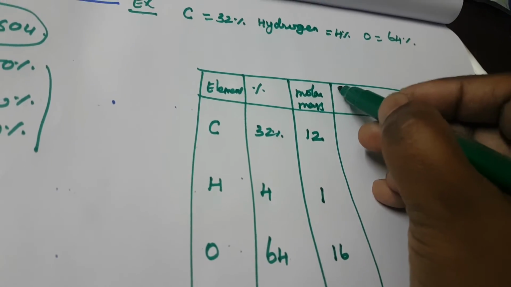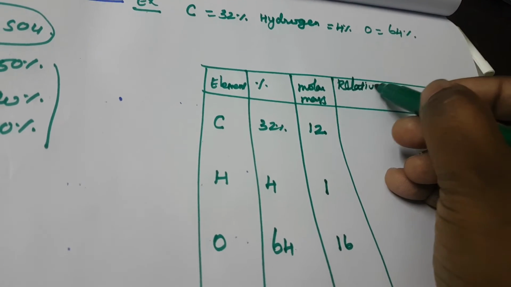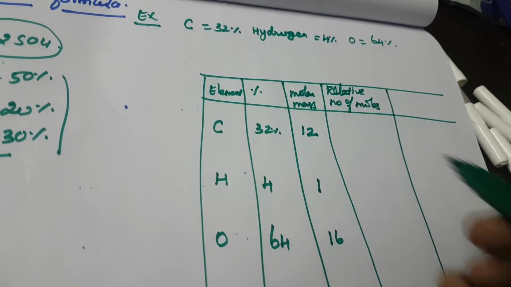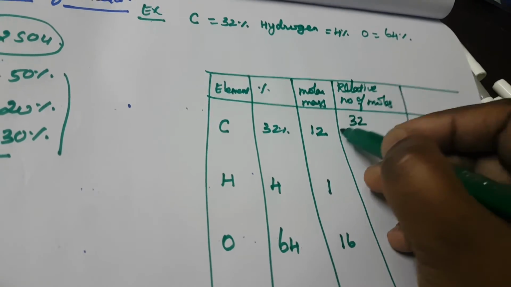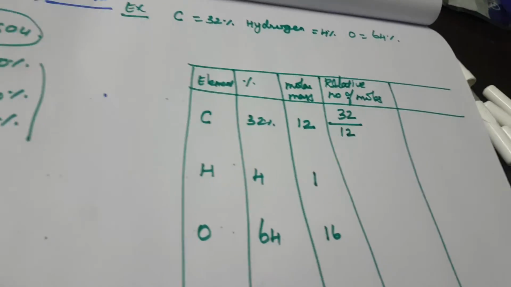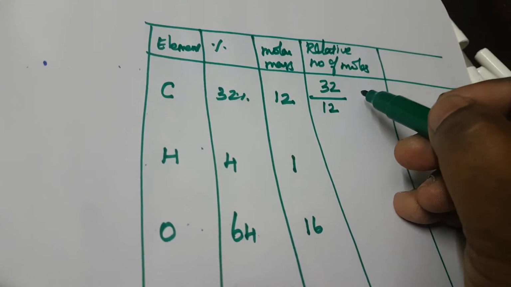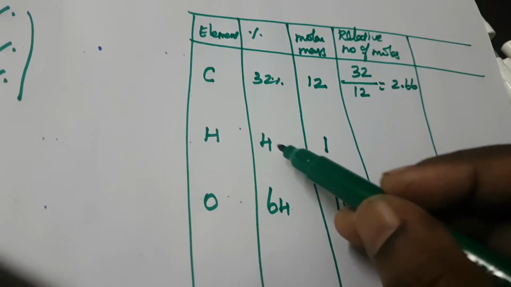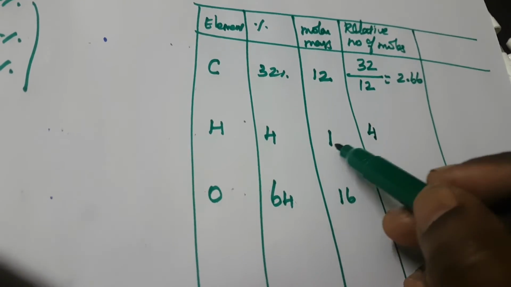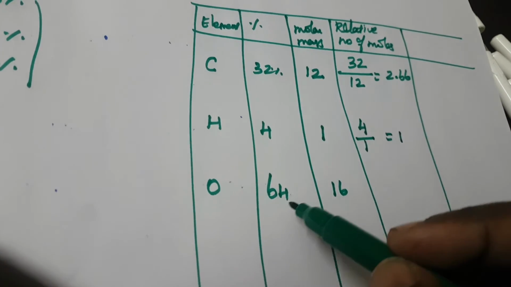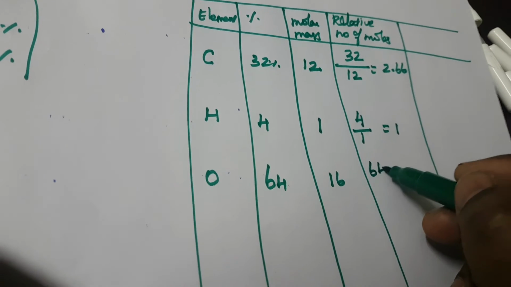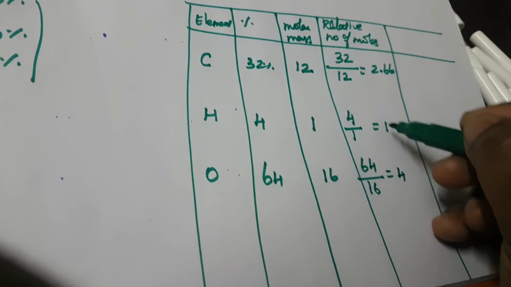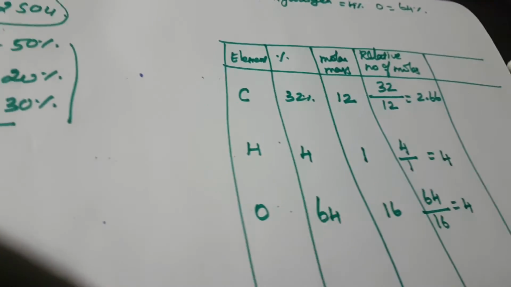Next we are going to convert to the relative number of moles. How to calculate it? Again one formula: the given percentage divided by atomic mass. 32 divided by 12 equal to 2.66. Next, the percentage 4, the atomic mass 1: 4 by 1 is equal to 4. Next, the percentage 64, the atomic mass 16: that is also 4. So this is the answer.